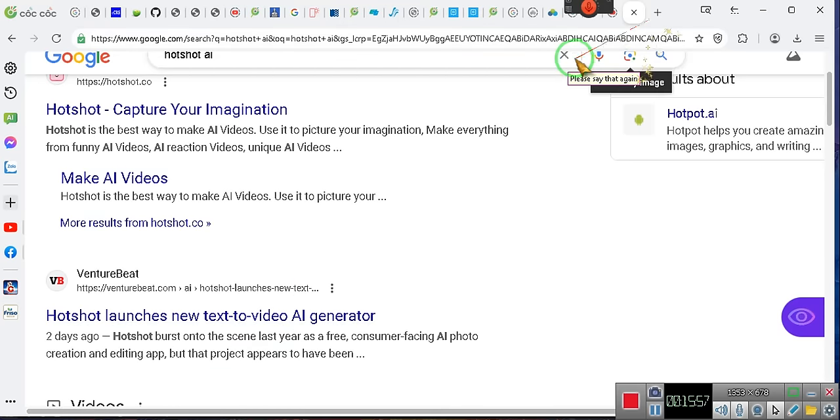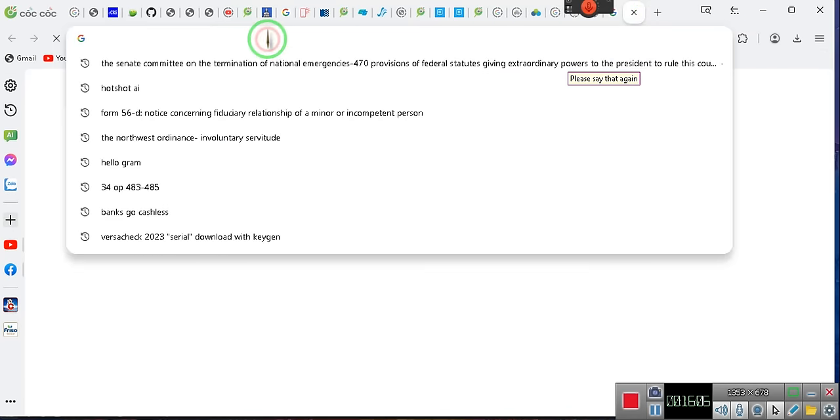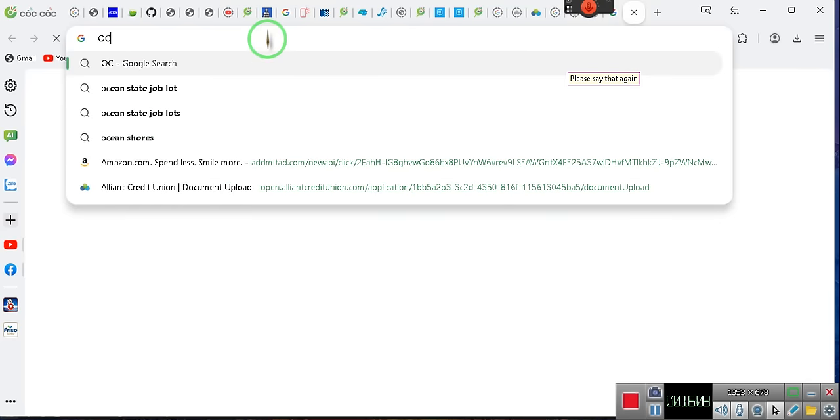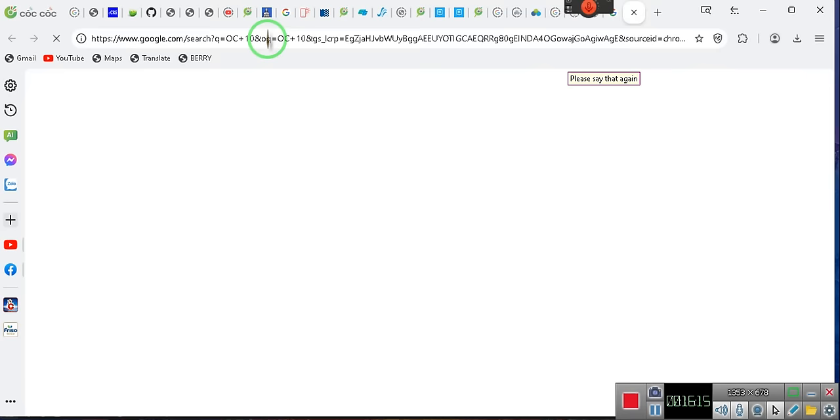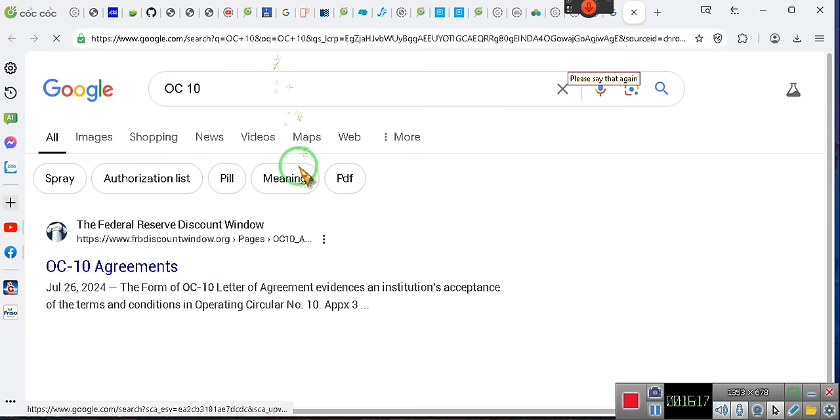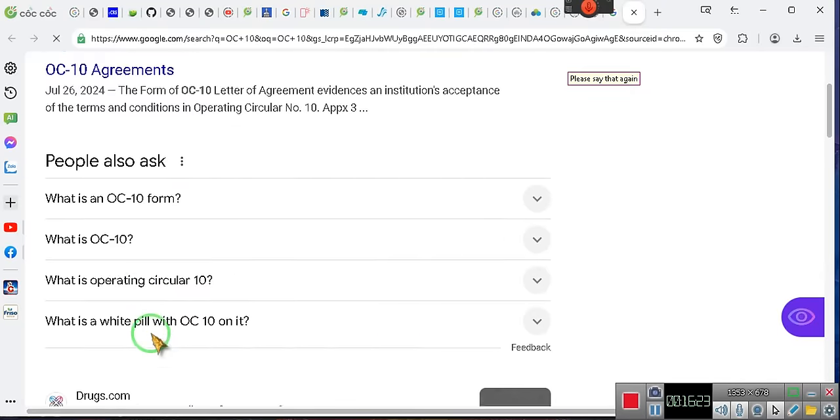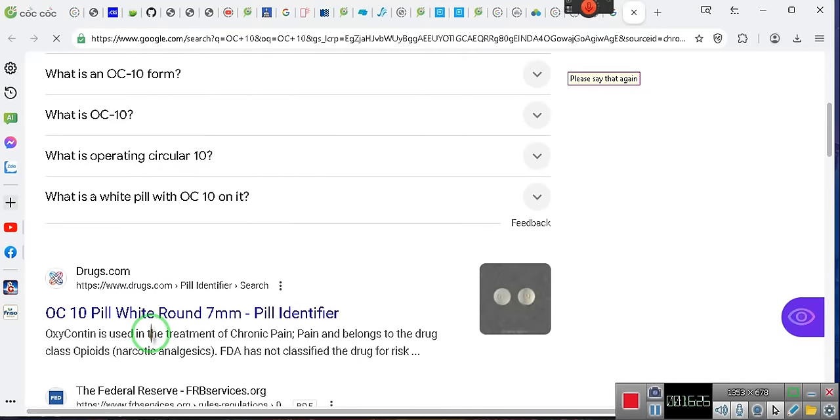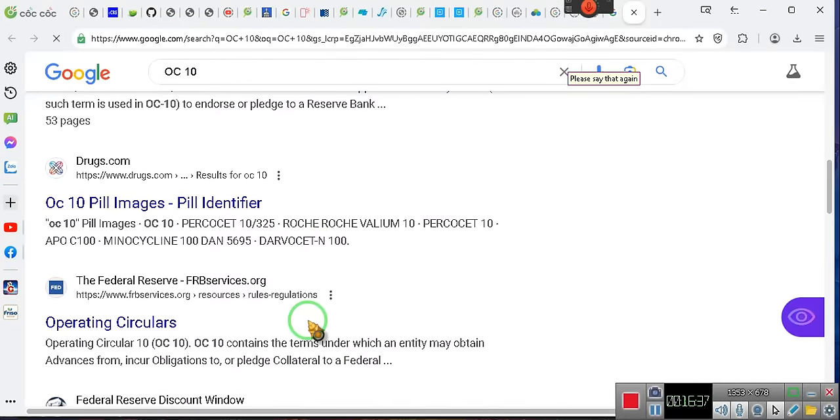Okay? Give me one second. That's the AI that just came out, the video making software for free. Okay, watch this. OC 10. I'm not even gonna put the hyphen in there. Let's see if it finds it for me. Oh, look at that. OC10 agreements, Federal Reserve discount window. Imagine that. And you guys don't know because you don't realize how often this form is used. Federal Reserve operating circular number 10. You can even use the 2023 version because it still says the same thing, it just doesn't have all the details.